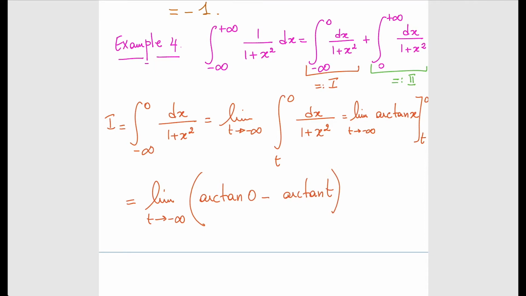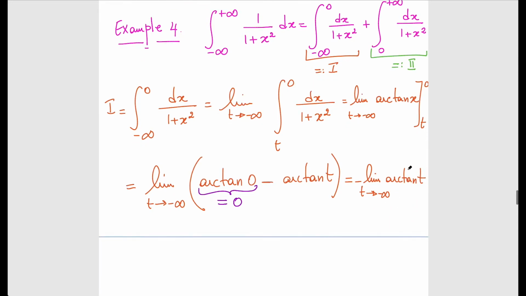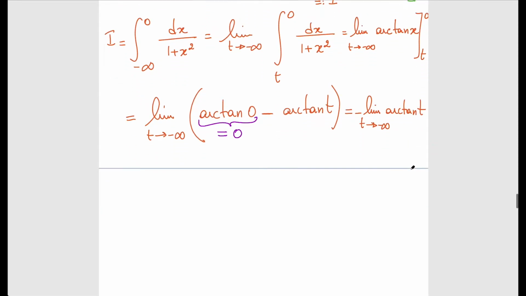And what's arctan of 0? That's 0, right? So you get minus the limit. Why minus? It's because it's 0 minus that, so it's minus the limit as t goes to minus infinity of arctan of t. Okay, and as t goes to minus infinity, arctan of t goes to, let me remind you of the graph of arctan.